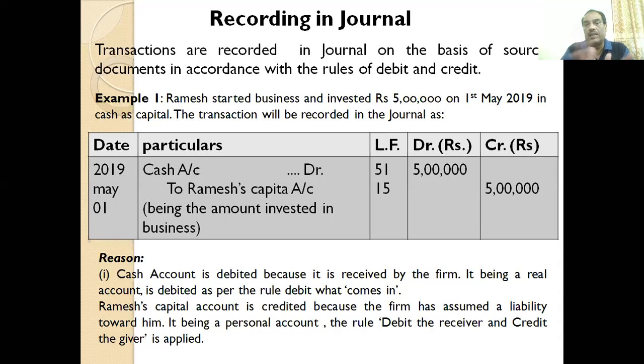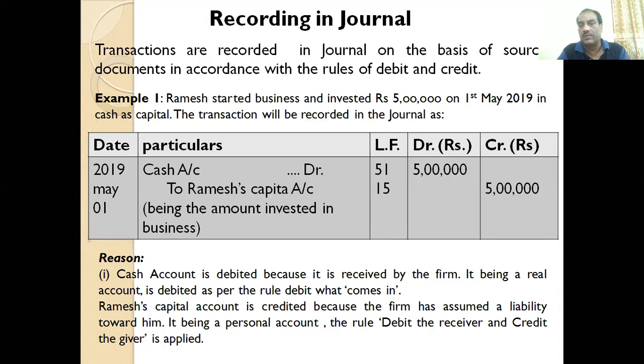So regarding recording in the journal, we are going to explain with certain examples how the recordings are made in a journal. Transactions are recorded in the journal on the basis of source documents, which I have already discussed, in accordance with the rules of debits and credits. Source documents are vouchers, bills, receipts, all these are source documents. So based on the information in the source records, the entries are made in the journal.